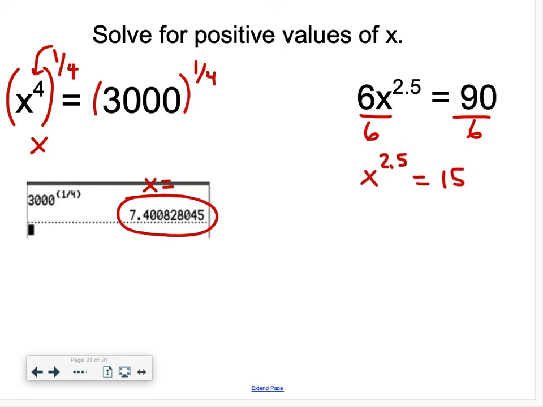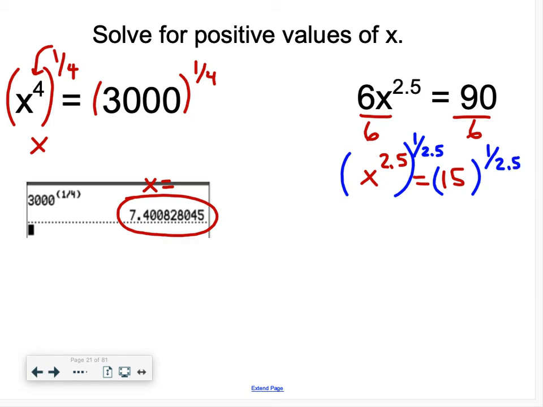Okay. 90 divided by 6. Now, how do you get rid of a 2.5 power? I'm going to raise it to its reciprocal. So if I raise this to the 1 divided by 2.5, then I have to do that on the other side to keep it balanced.